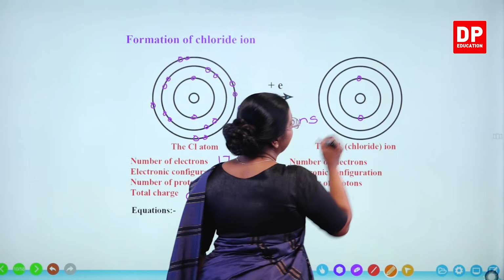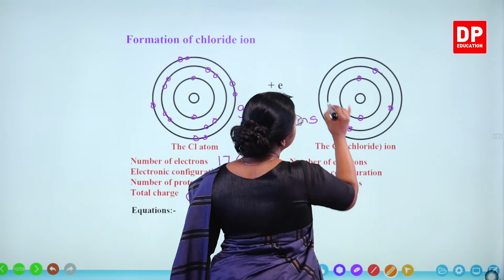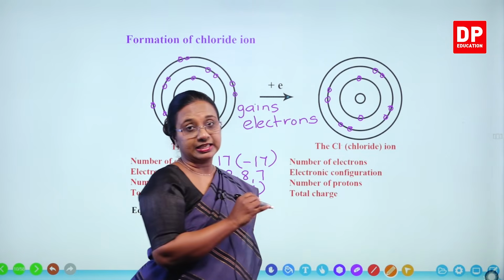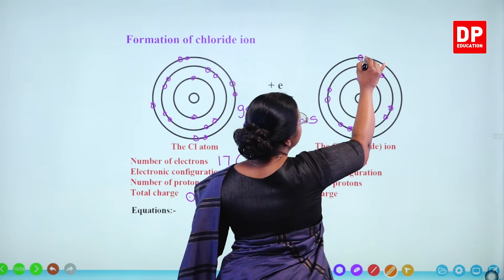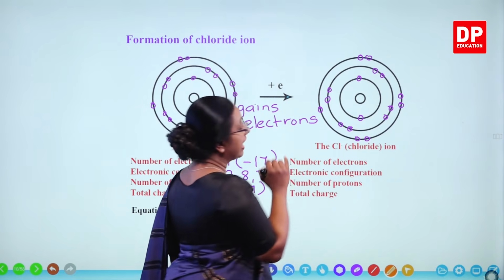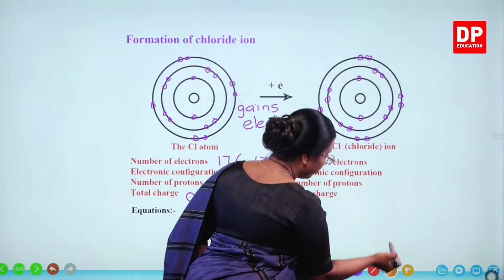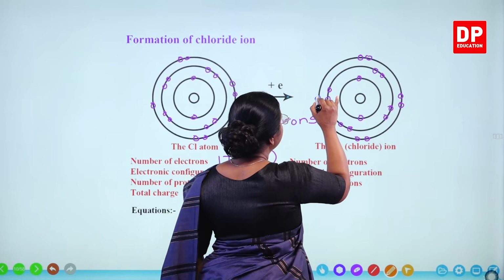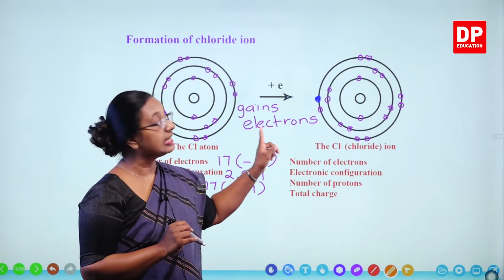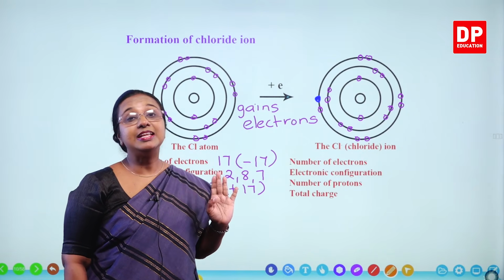Again, there are 2 electrons in the first shell. Then there are 8 electrons in the second energy level or the shell. So 2, 8. Earlier we had 7 electrons. Now there is an additional electron that has been obtained. I will use a different color just to denote that additional electron. So now this has 2, 8, 8 electronic configuration. So that means there are 18 electrons.